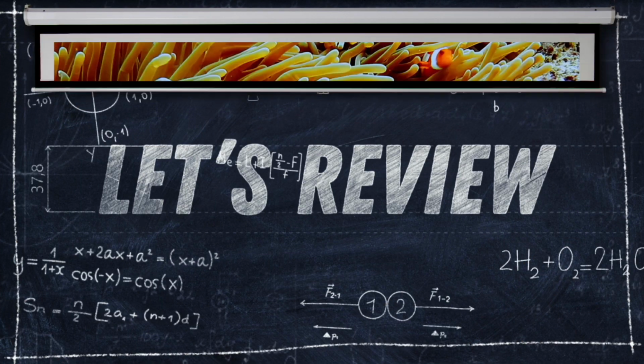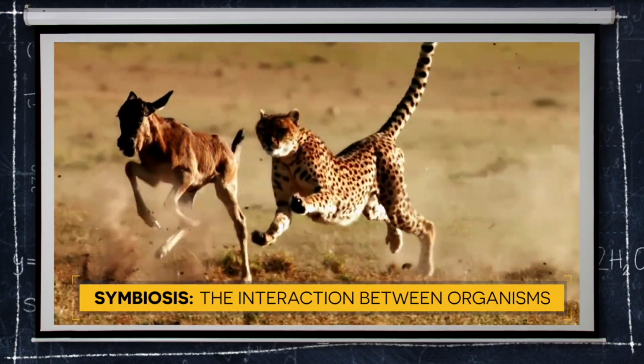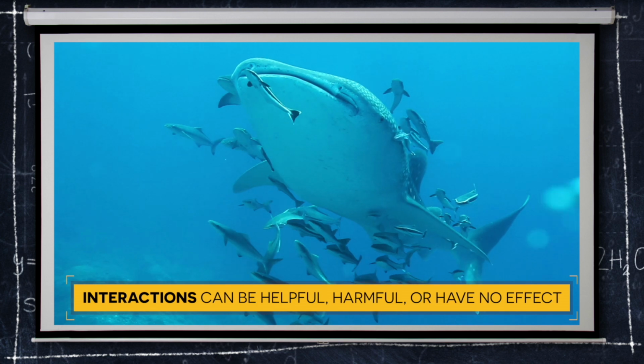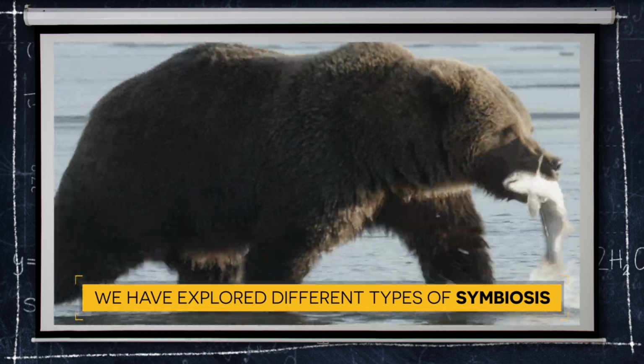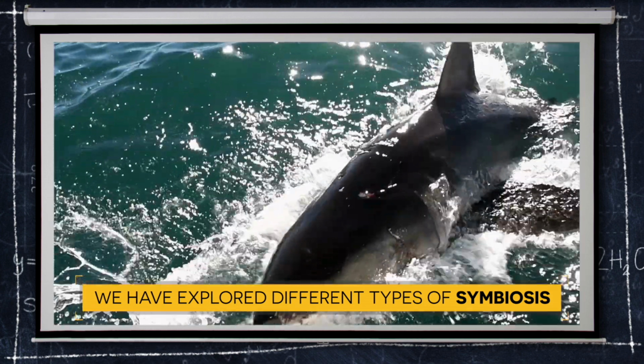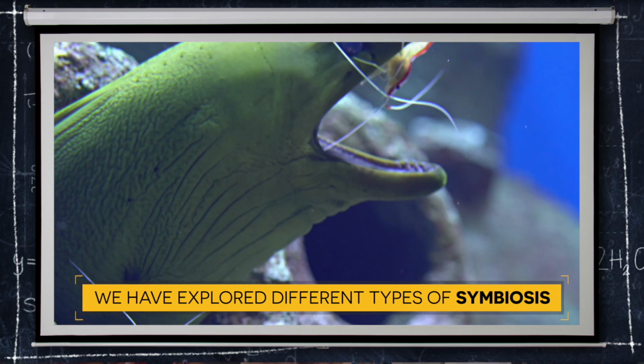Now, let's review. Today, we learned about symbiosis, which is the interaction between organisms in an ecosystem. These interactions can be helpful, harmful, or have no effect. And we explored 5 different types of symbiosis: competition, predation, parasitism, mutualism, and commensalism.